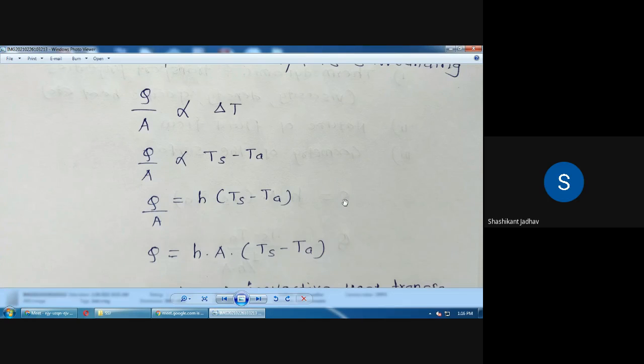What is the equation for Fourier's law of conduction? That is Q is equal to K into A into dT by dx. And what is the equation for convection, that is Newton's law of cooling? That is Q is equal to H into A into Ts minus Ta.